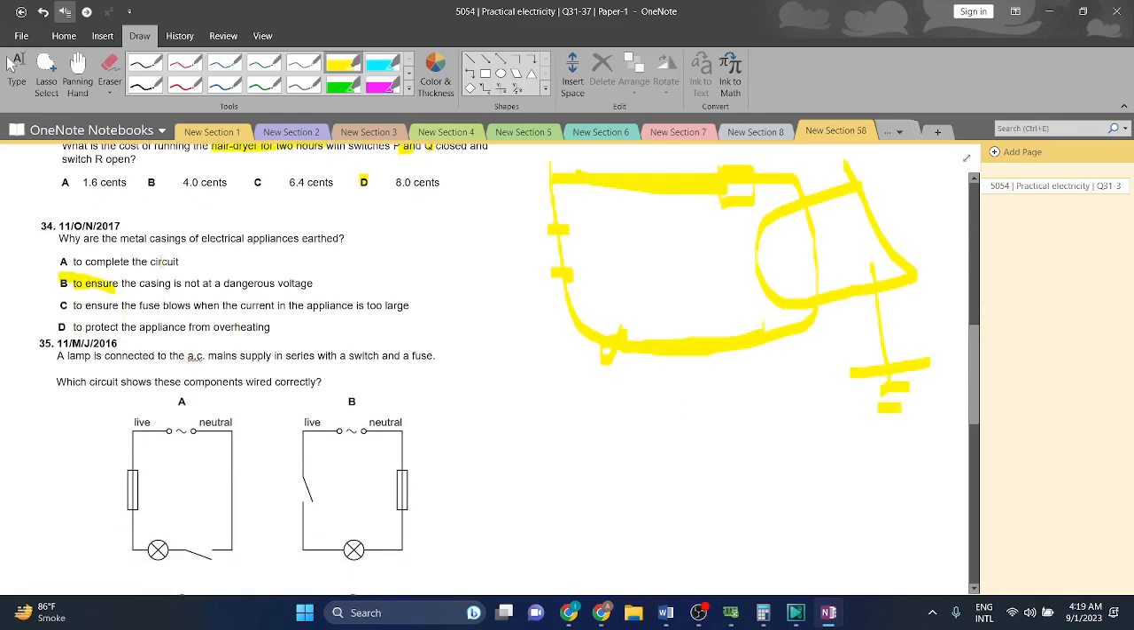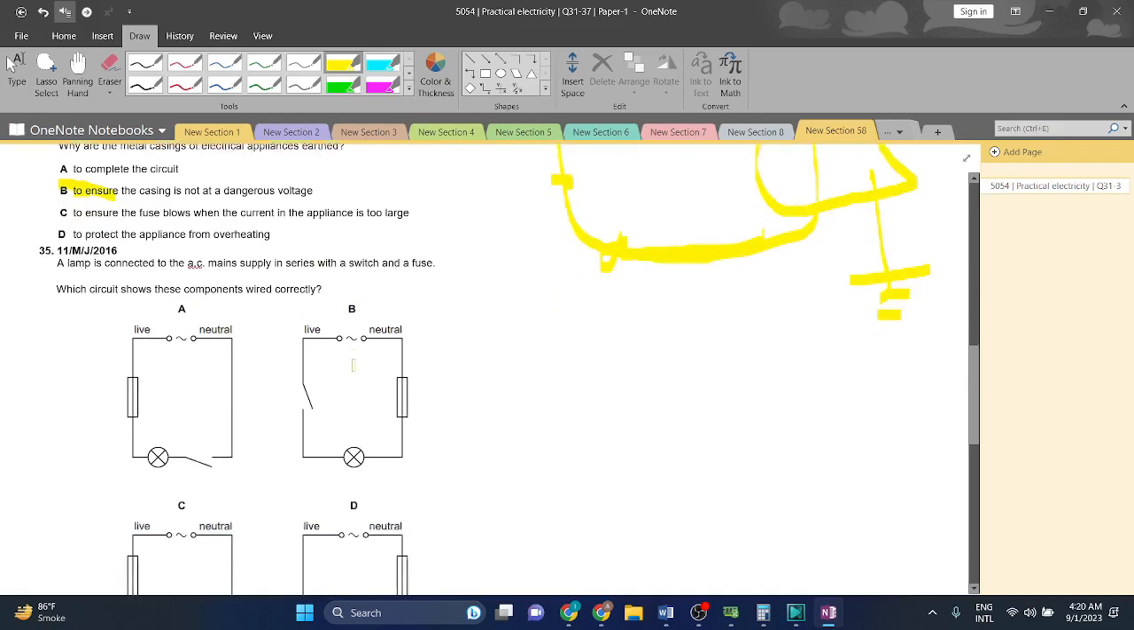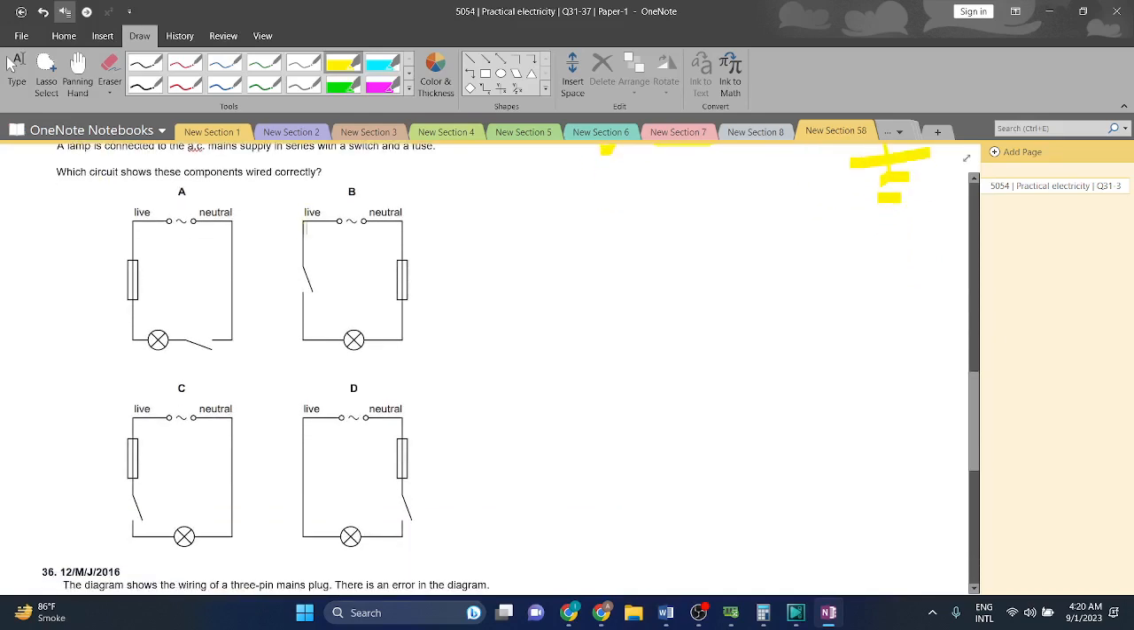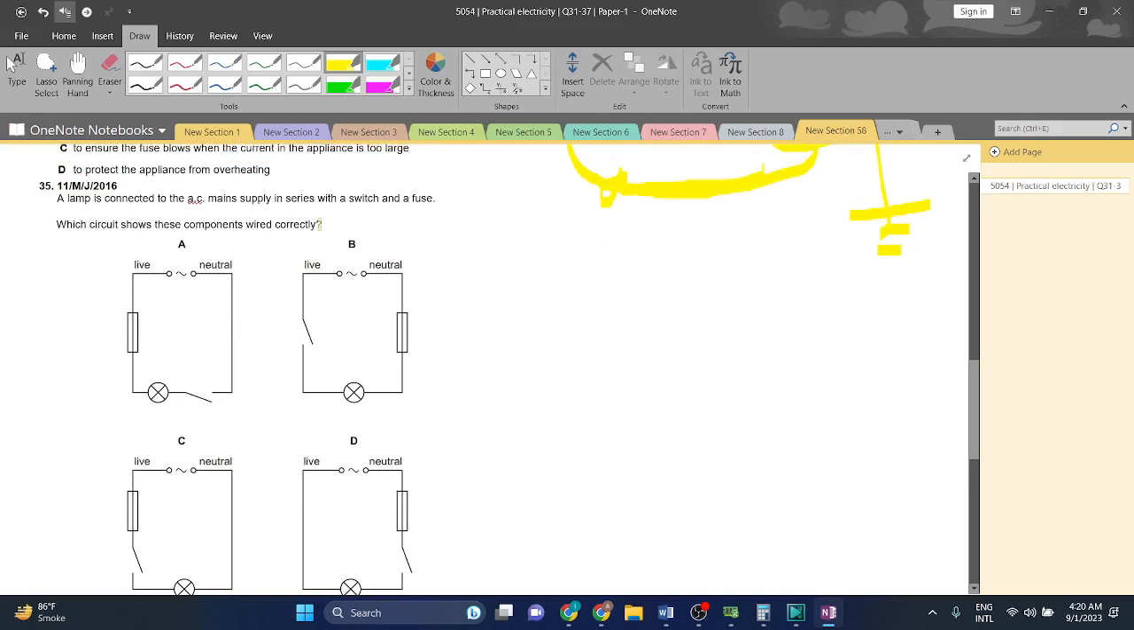To complete the circuit, which is completely incorrect. To ensure the fuse blows when the current in the appliance is too large to protect the appliance from overheating. That is not what the earth wire does.